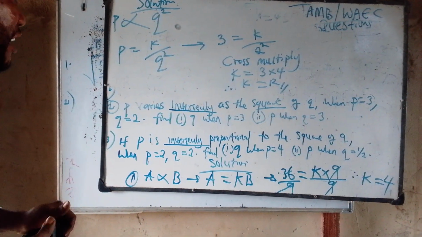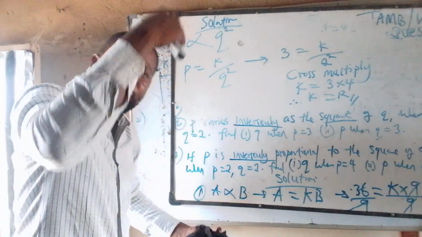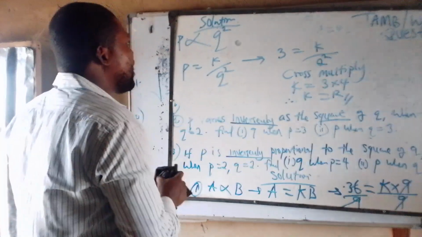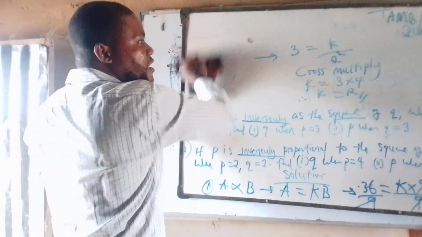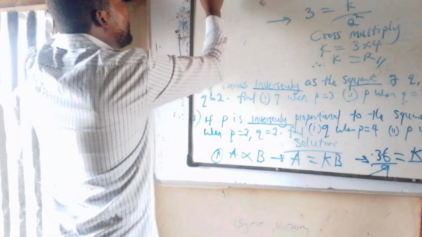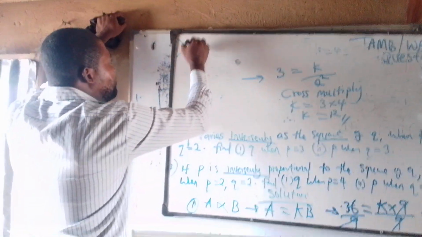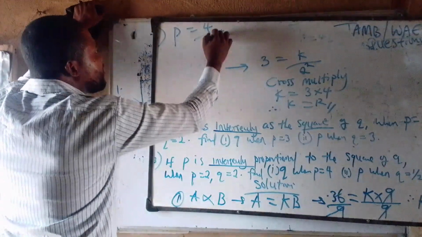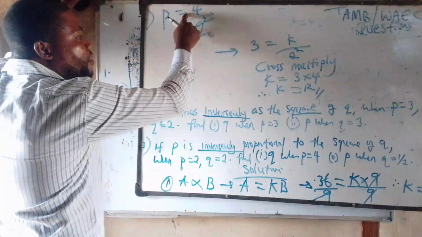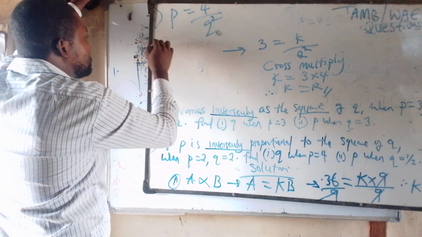My K is 12. Even without them telling me to find the equation, before I solve, I need to find the equation. How will I find the equation now? I will come back to what I wrote before. My equation of number 2, the equation is P is equal to 4 over Q squared. P is equal to my K over Q squared, so I remove my K and put what my K stands for.